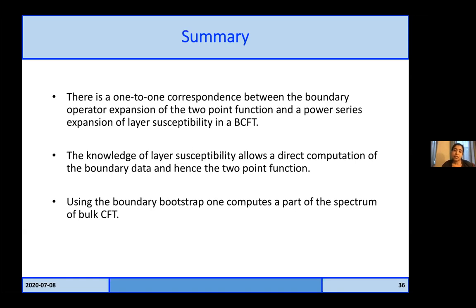And this is useful because layer susceptibility is simpler to compute than the two-point function. Further, using the boundary bootstrap equation in the bulk channel, this gives us access to a part of the bulk composite operators in the bulk CFT. And we have shown how this works for the O(N) model at the extraordinary transition at the Wilson-Fisher fixed point.